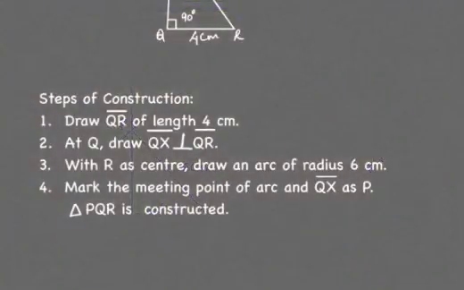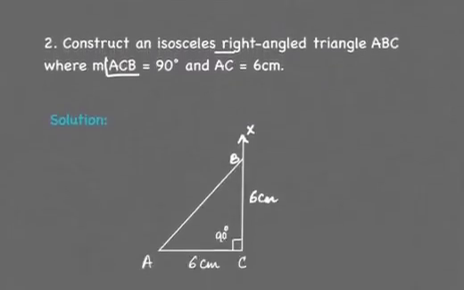Now for the steps of construction, write down all the steps what you have conducted just now. While constructing, we actually drew QR of length 4 centimeters. Then at Q, we drew QX perpendicular to QR. That is, we constructed an angle of 90 degrees. With R as center, we drew an arc of radius 6 centimeters. Then we actually marked the meeting point of the arc and QX as P. So hence triangle PQR is constructed. Did you all understand, children? Moving on to a similar problem.